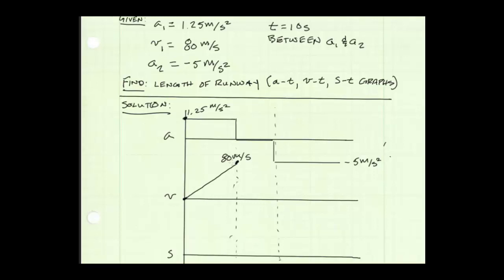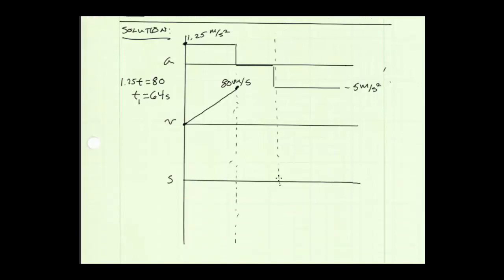Now, in order to do this, we're really going to need to find out what is the time at this point right here. Well, if this is 80, and this is 1.25, the area under this curve should equal 80. So I can say that 1.25 times t is equal to 80. Therefore, my t1 is equal to 64 seconds. So this time is 64 seconds.